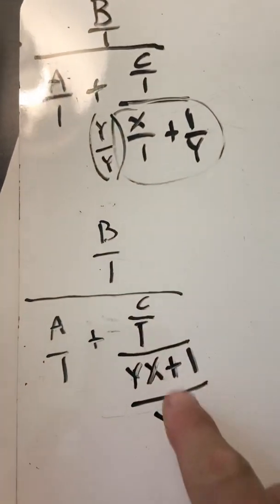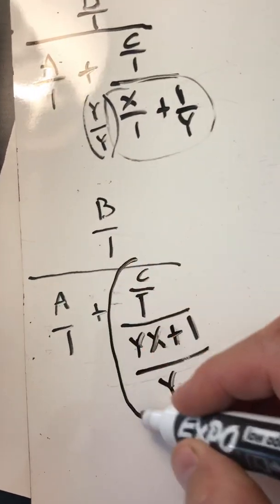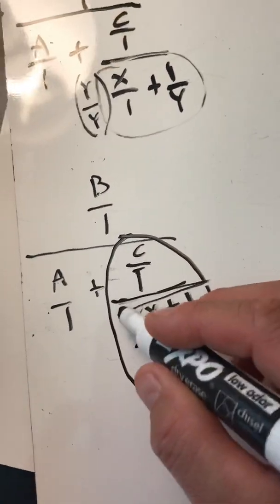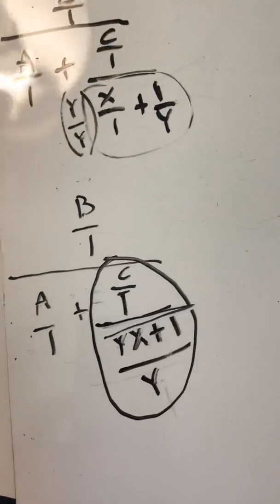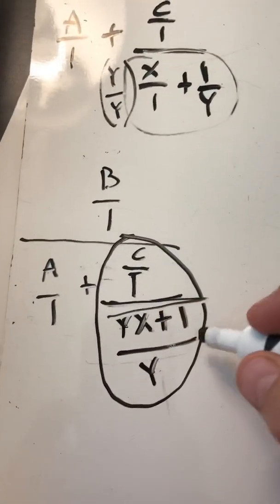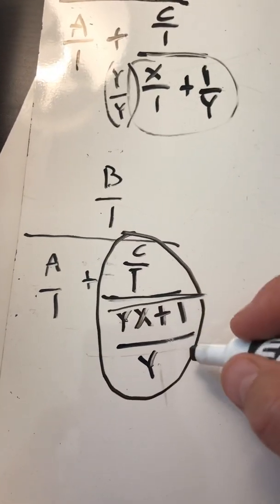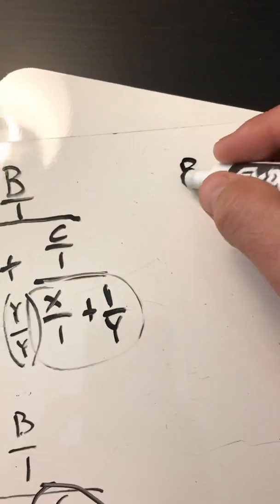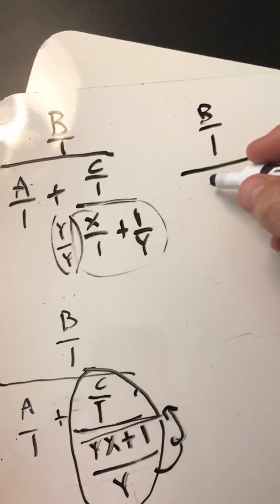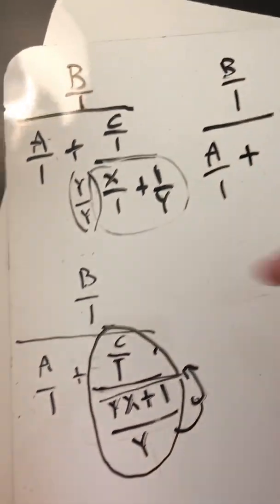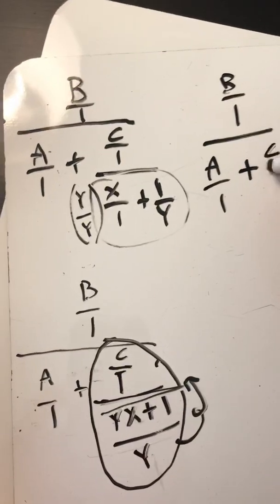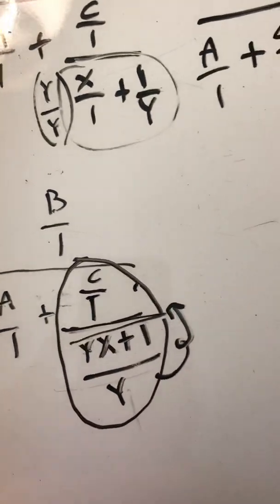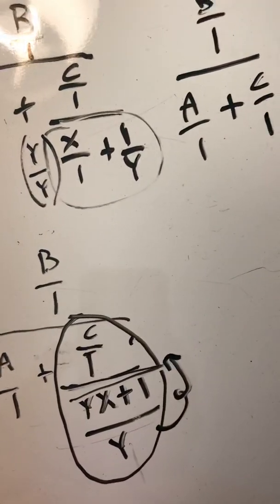I'm going to combine these two terms. There they are, combined. Now I have c over 1, big dividing line, divided by yx plus 1 over y. So I'm going to take this bottom fraction, because it's a fraction divided by a fraction. I'm going to ninja flip it up and multiply. So that means I have b over 1 divided by a over 1 plus c over 1 times, since I'm dividing by a fraction, I multiply by the reciprocal, flip up and multiply, y over yx plus 1.